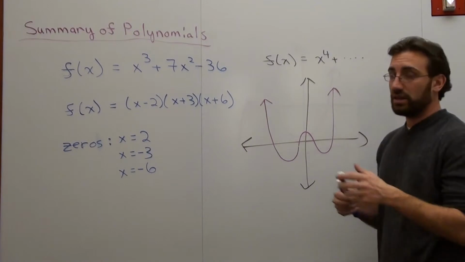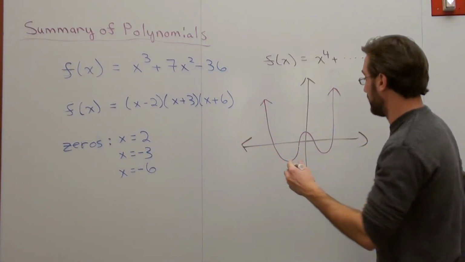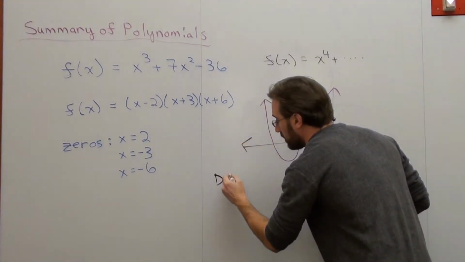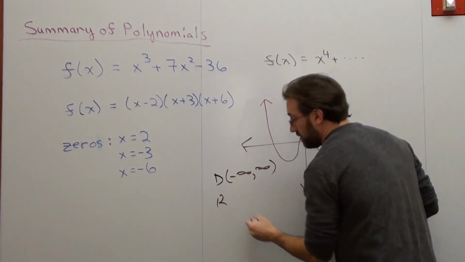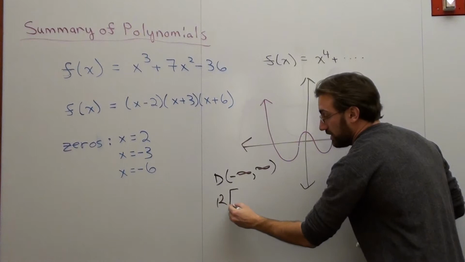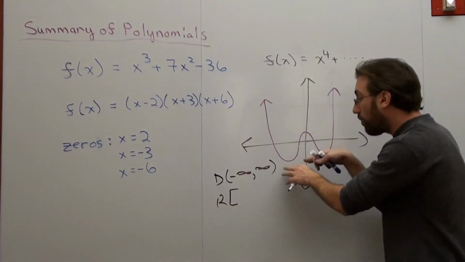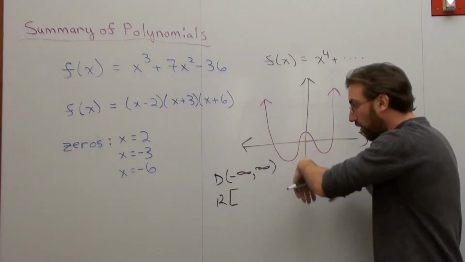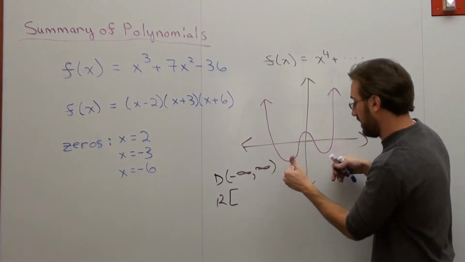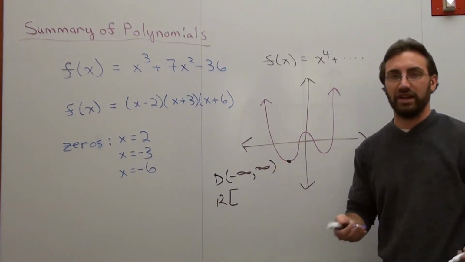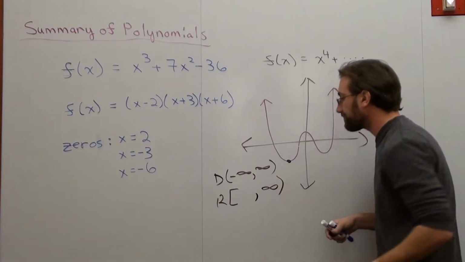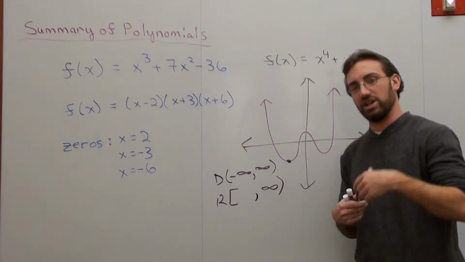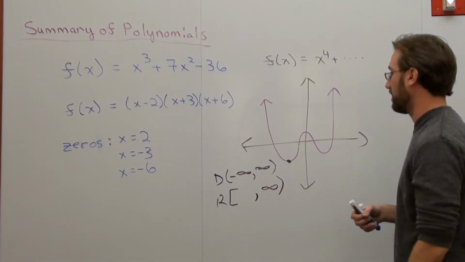The domain is from negative infinity to infinity. The range is not, though. The range is bounded at the bottom. Whatever the lowest possible point of this graph is, it doesn't go all the way down. It's probably this point right here, and you'd have to calculate that, and the range is from this point all the way to infinity. So that's pretty cool, and that's where applications of the graphing calculator actually work out very well.